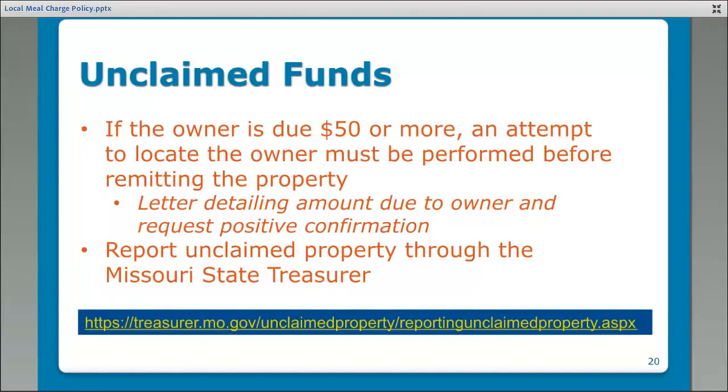Unclaimed funds. If the owner is due $50 or more, an attempt to locate the owner must be performed before remitting the property. A letter detailing the amount due to the owner and requesting a positive confirmation should be sent. And reporting any unclaimed property should be done through the Missouri State Treasurer, which is the link at the bottom of the screen. Opportunity should be given to households with account balances to reclaim their money, and households approved for reduced price meals must still be given a refund.